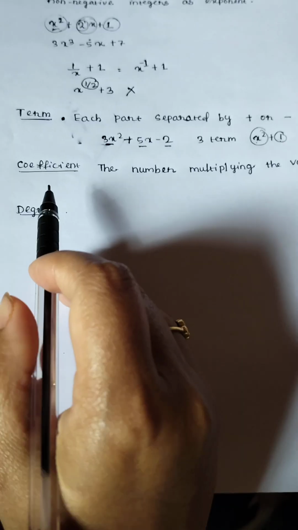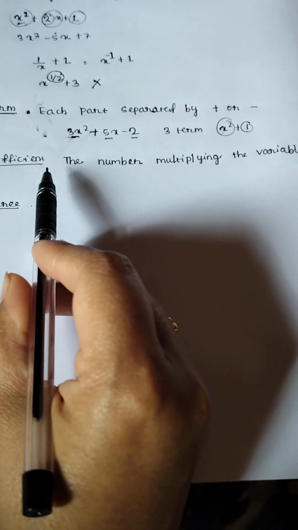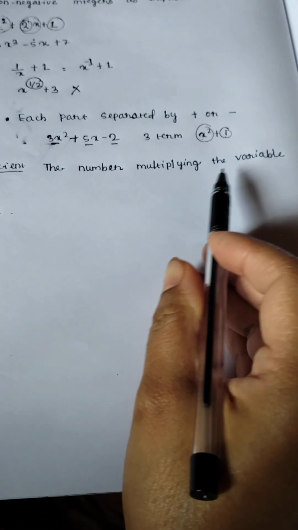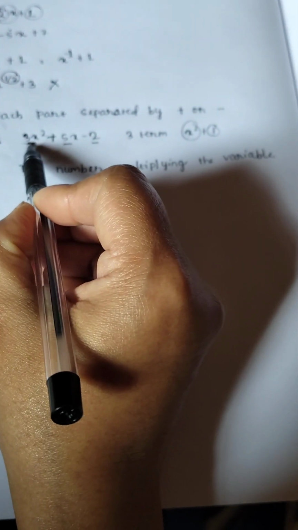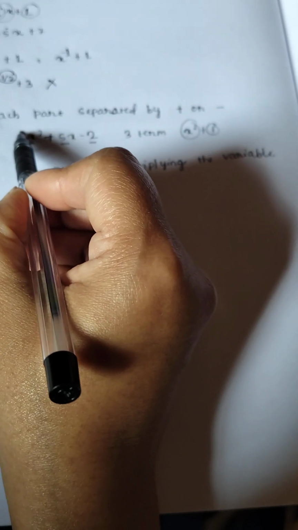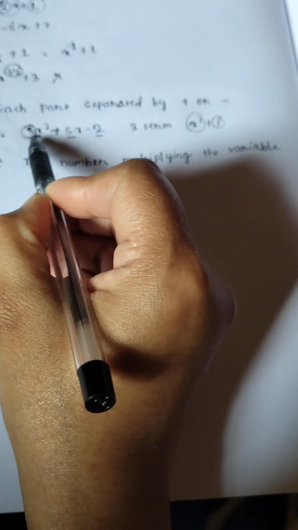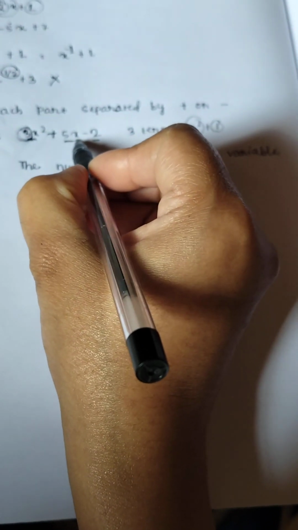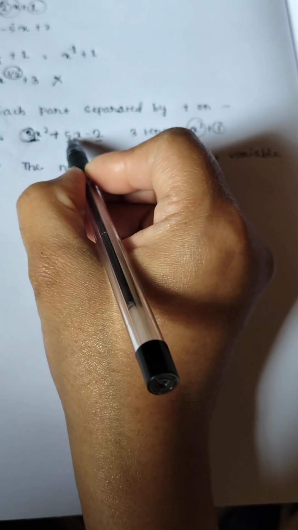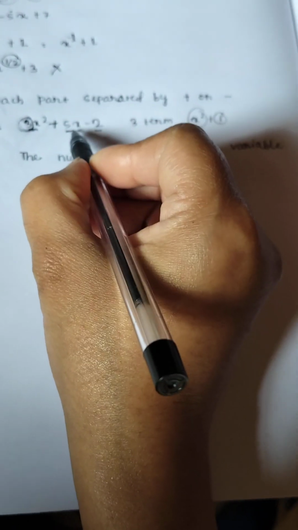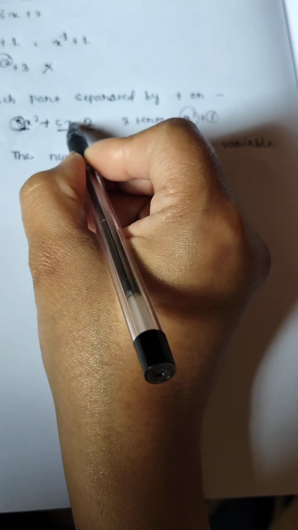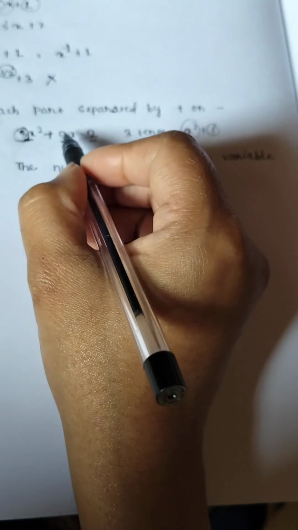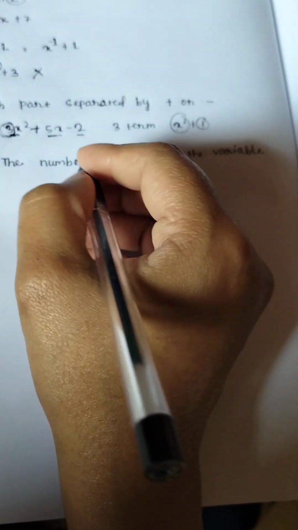Second one is your coefficient. Coefficient is the number multiplying the variables. Here the coefficient is 3. 3 is multiplying with the variable x. And in this term, what is the number? The number 5 is multiplying with the variable x. So these are the coefficients.